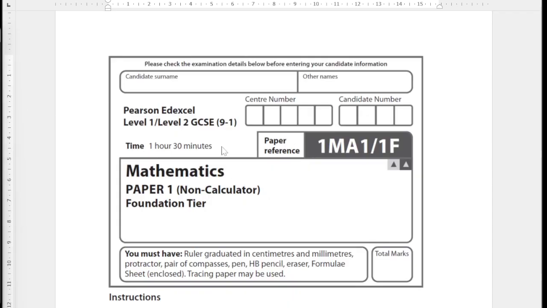Okay, so this is the paper, obviously paper 1F, so it's non-calculator. This will be excellent revision ahead of any exam series really. I think past papers are the best form of revision other than the predicted papers that we do. So we will begin.